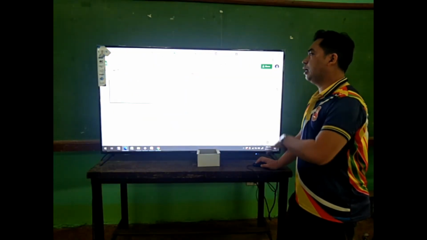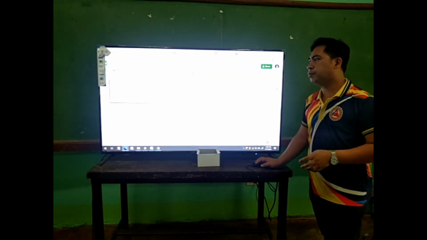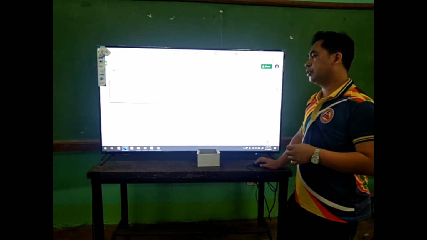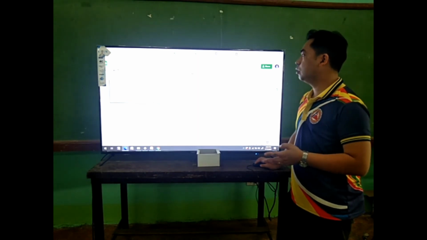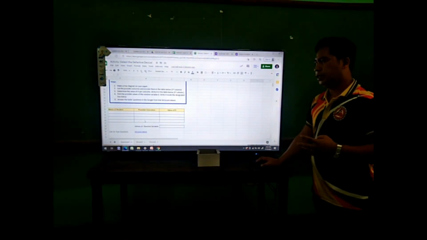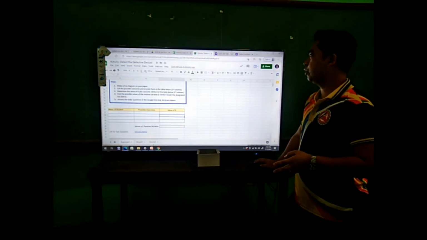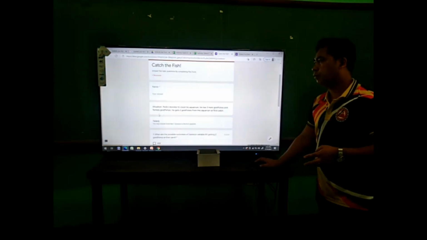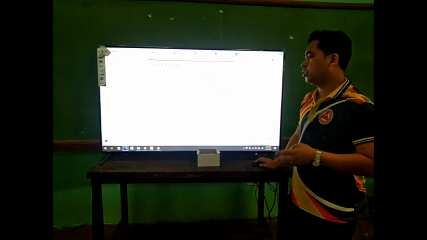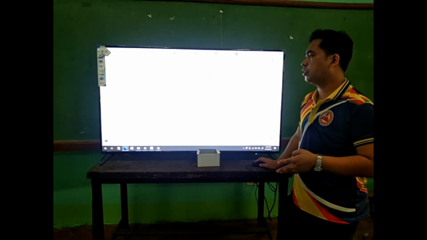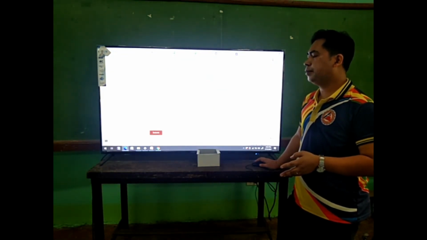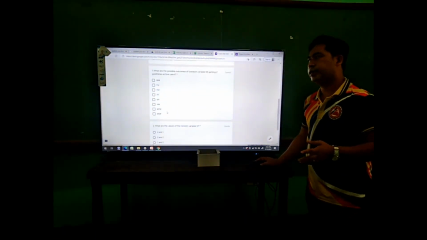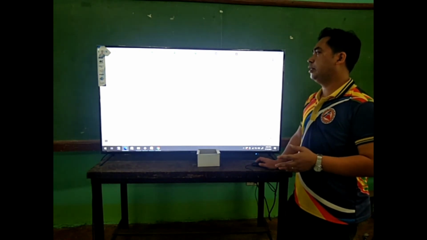After answering this activity as a group, we are going to answer a Google form or a Google quiz individually. Here, we are going to answer the activity, catch the fish, in this Google form. Again, there's a situation, then you're going to answer the questions in the Google form and submit that so that I can know who among you have answered correctly the questions provided in the activity.